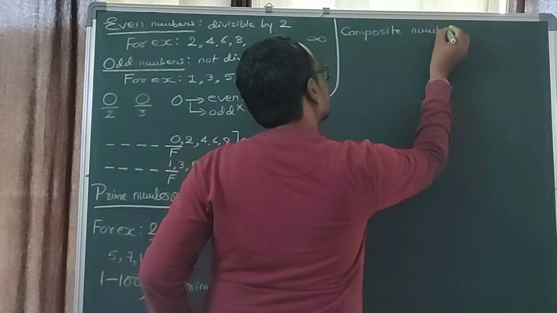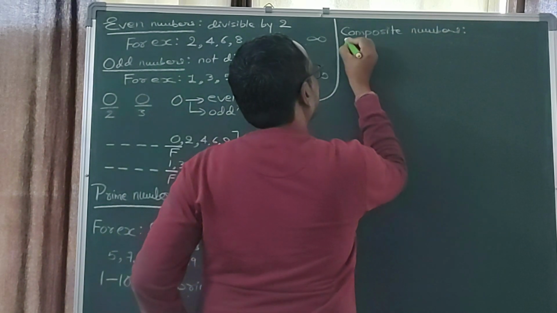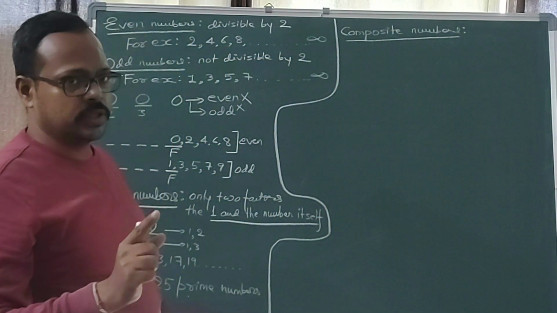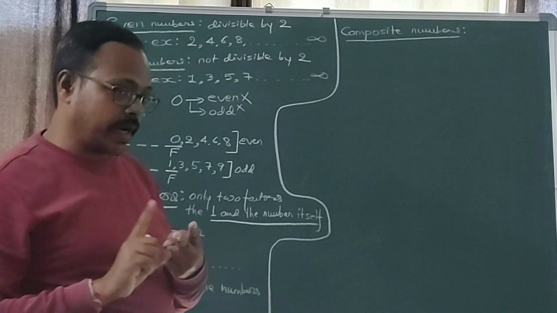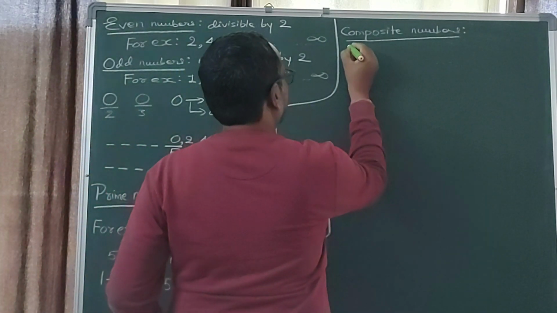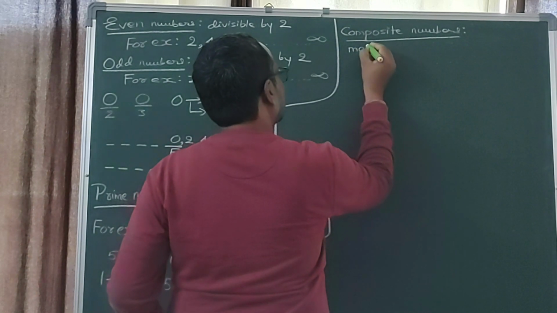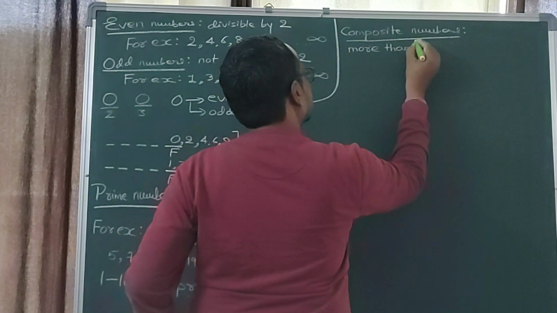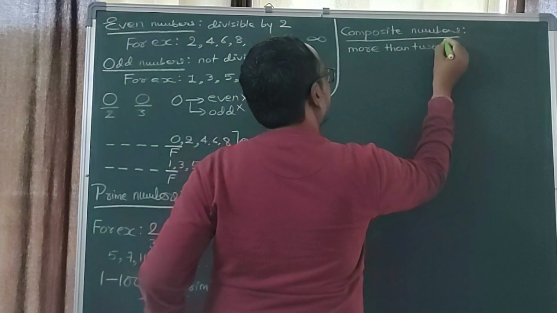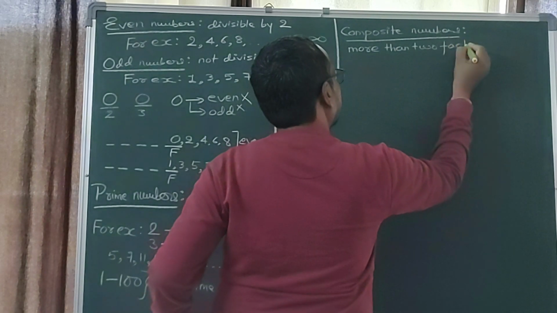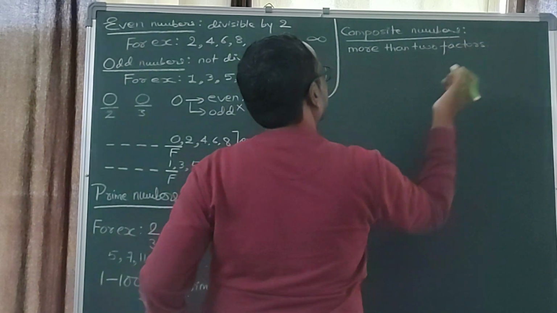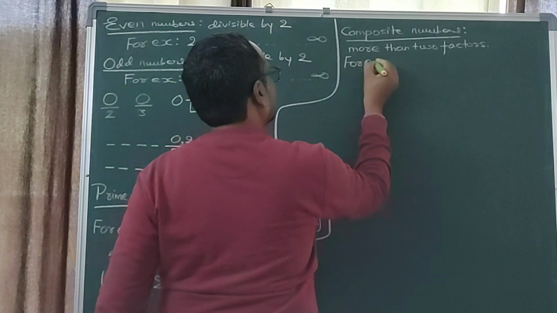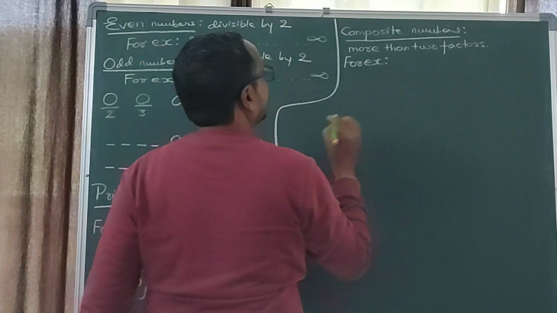Composite numbers are those numbers which have more than two factors. Okay? More than two factors. Right? So what is the smallest composite number? What is the smallest composite number? It is 4.